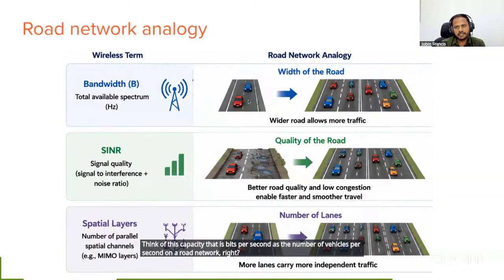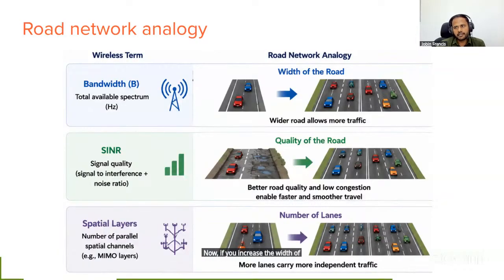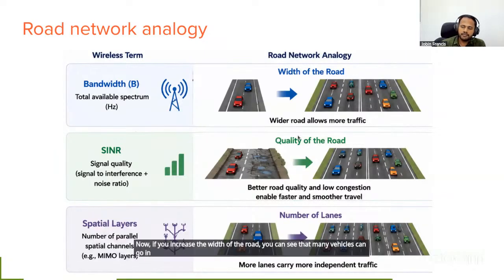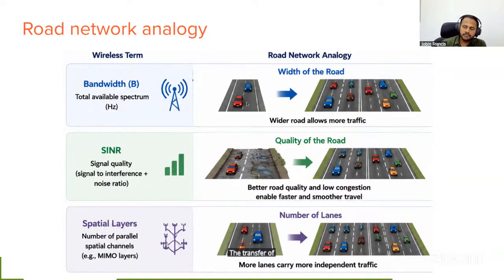Now, if you increase the width of the road, right, you can see that many vehicles can go in parallel, and thereby immediately the vehicles per second number goes up, right? So as you widen the road, the transfer of this data, or vehicles in this analogy, increases, right?